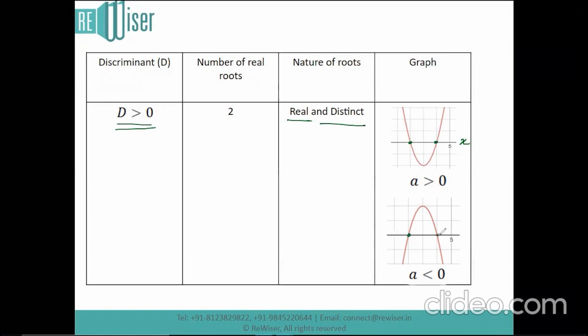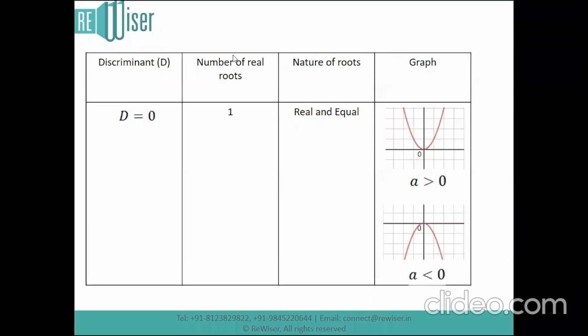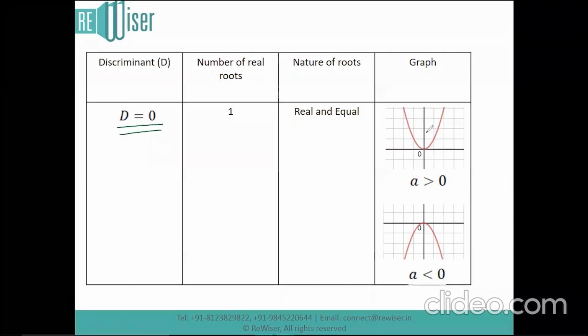So in both these graphs, I have two x-intercepts and both the x-intercepts are different. So whenever the discriminant is greater than 0, the parabola intersects the x-axis at 2 points. Now, whenever the discriminant is equal to 0, the graph touches the x-axis at exactly 1 point, as you can see here. So this is real and equal roots. The number of roots is exactly 1. So there is only 1 point.